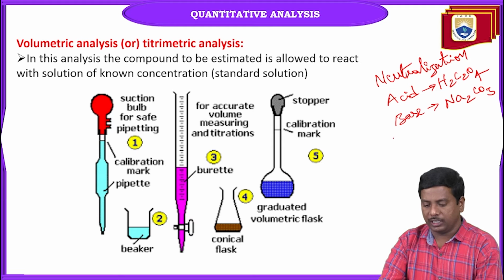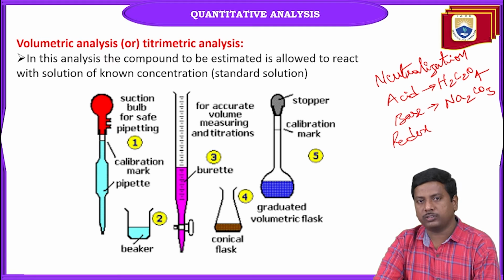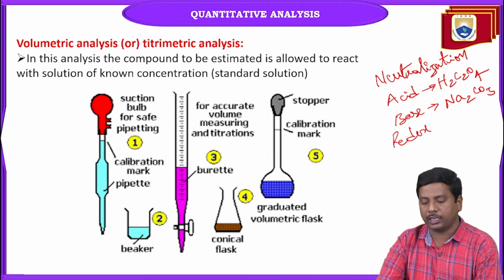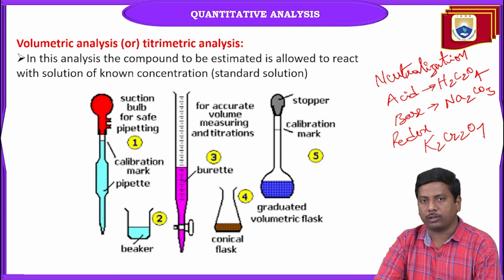And coming to redox reactions, redox reactions mean the reaction in which both oxidation and reduction take place. That is possible by taking either an oxidant or a reductant. So the primary solutions, that means the standard solutions used in redox reactions, are potassium dichromate. The formula is K2Cr2O7, potassium dichromate.